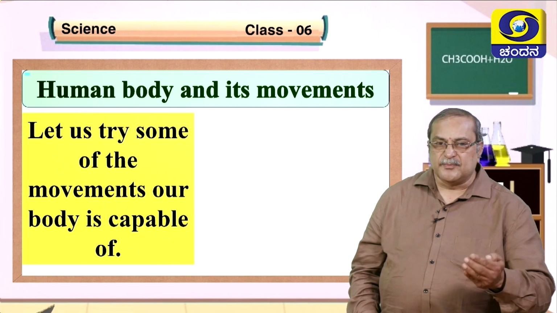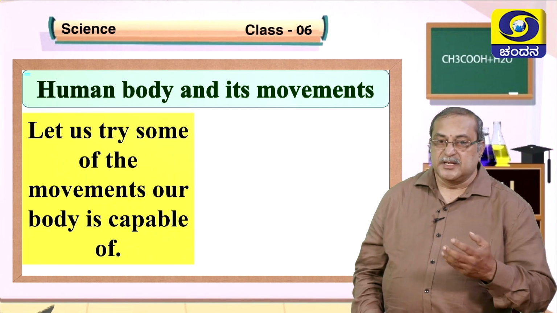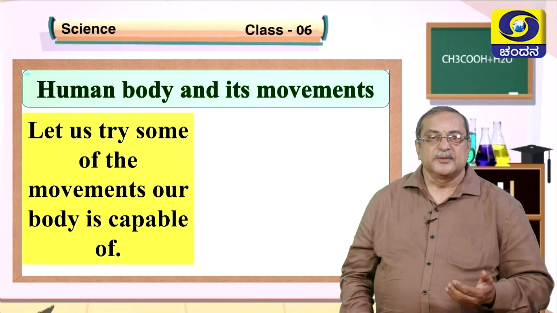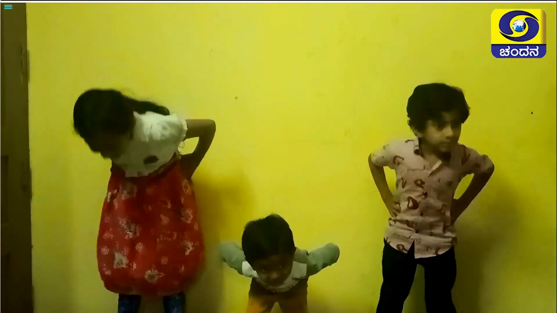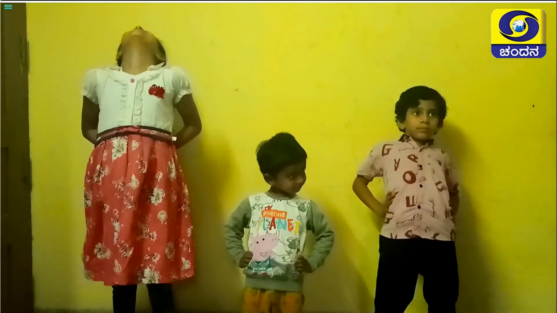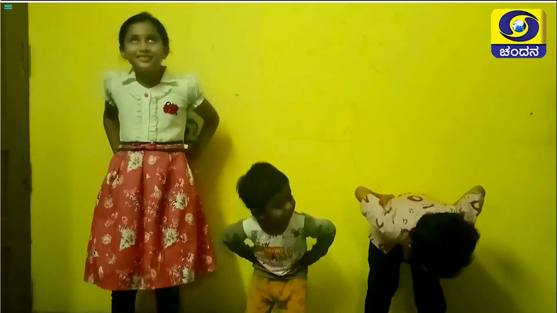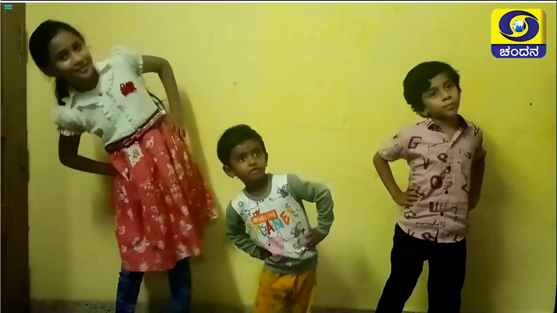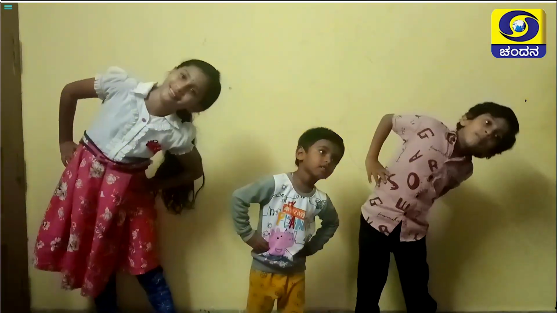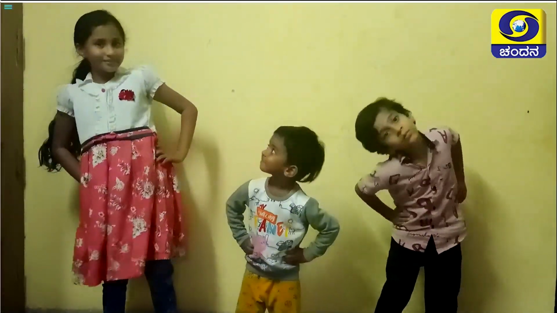Okay, let us try some of the movements our body is capable of. How many types of movements can our body do? Let me see. Okay, observe what they are doing. They are bending the backbone back. Okay, sideways they also bend. See, twisting the hip. So these are all different movements. Think about which body parts are moving.